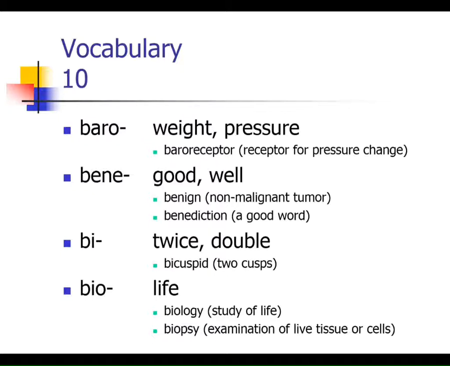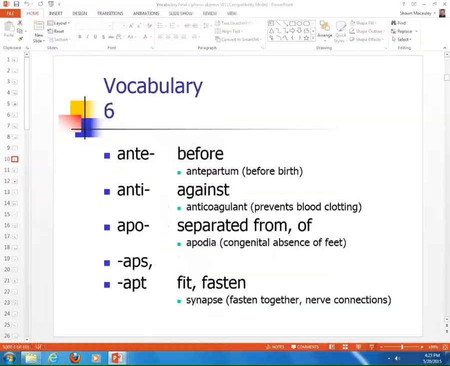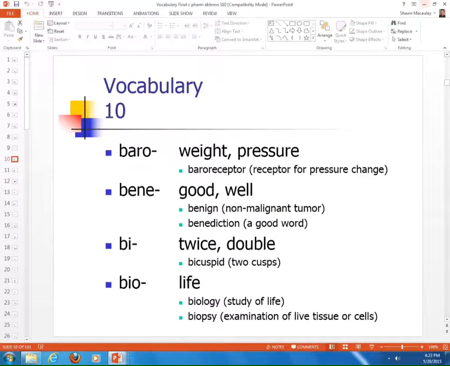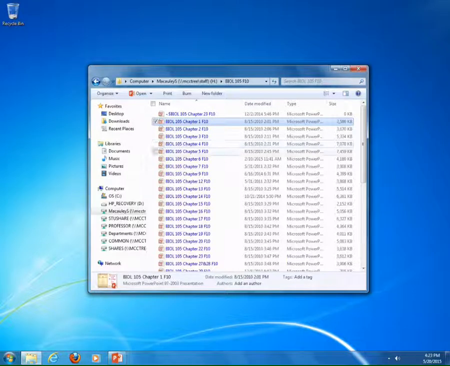Okay, so that's our vocab through 10. I'm going to owe you through 20, aren't I? So I'll make sure I get through all 20 before our first test. What was that last term, cusp? Right, A through cusp on the first test.